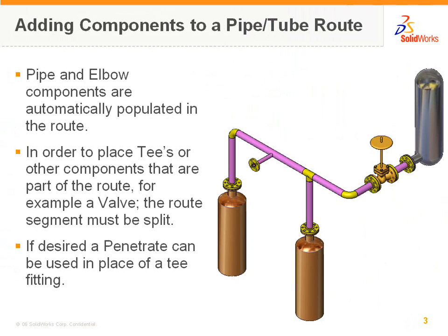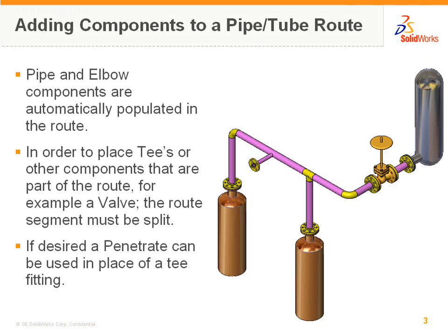So first up, adding components to an existing pipe or tube route. In the first webcast, we showed how pipes and elbows are automatically populated when placing the route. However, in order to generate a T or maybe place another component that might be part of that route, say a valve, then that route line segment must be split. And then when you drop that T or that valve into the route based on where that line was split, the routing point in that valve or that T will snap to that split point.